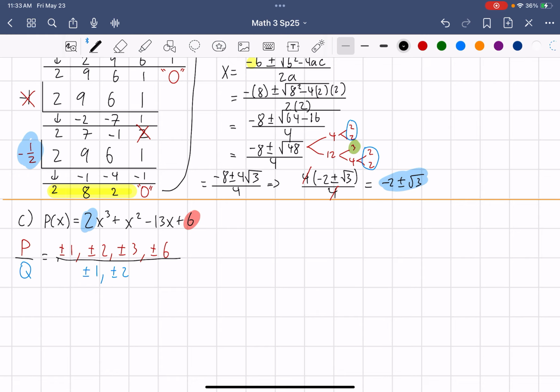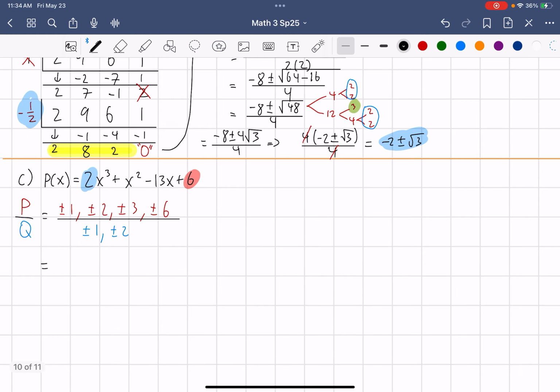Remember, we have to divide all of these. Now, for the sake of time, I'm just going to say 1 divided by 1 is going to give us 1. 2 divided by 1 is 2. 3 divided by 1 is 3. 6 divided by 1 is 6. And then we continue. Now, we do all of them divided by 2. 1 divided by 2 is going to be plus or minus a half. And then 2 divided by 2 is 1, which we have.